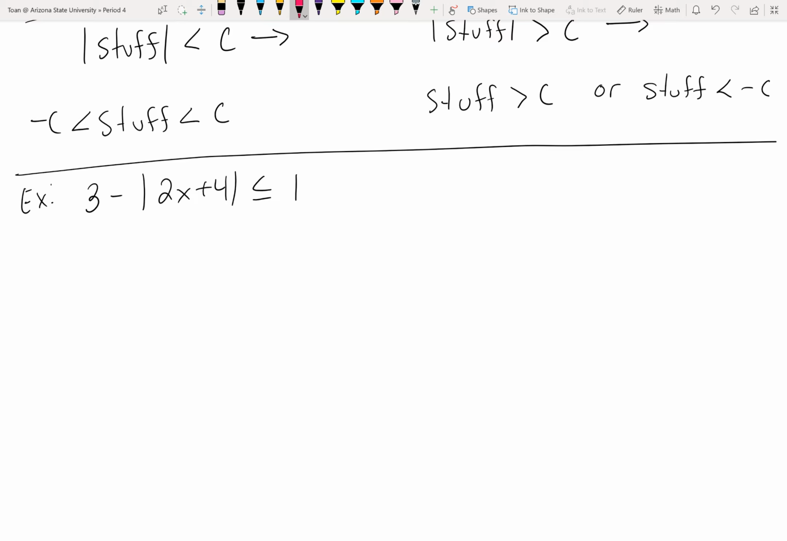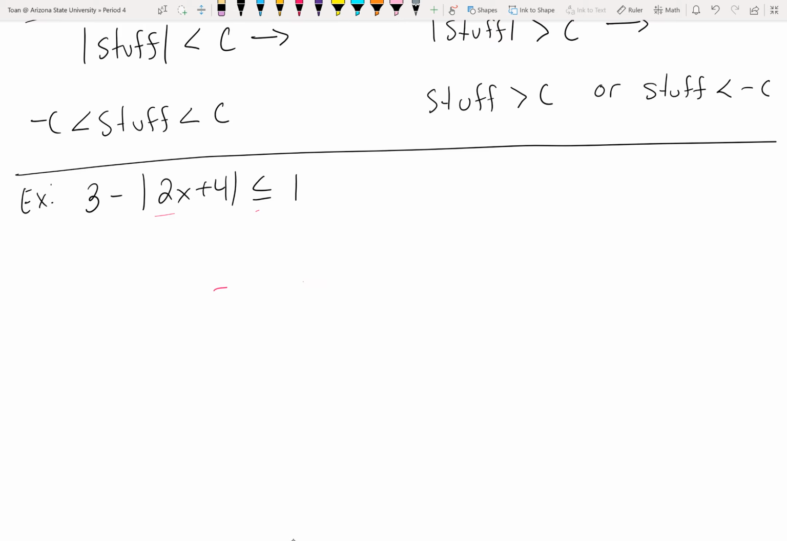I'm going to change pen colors and write down the wrong thing, so you don't have to copy this. I'm going to deliberately do it wrong. Kids go, oh, I see an absolute value, I see a less than. So it's going to be 3 minus the absolute value of 2x plus 4. Wrap it in the inequalities and do positive and negative. I see this all the time. This is not true. This does not work.